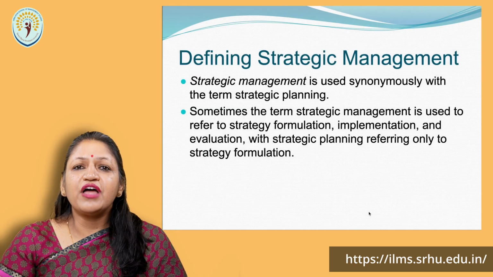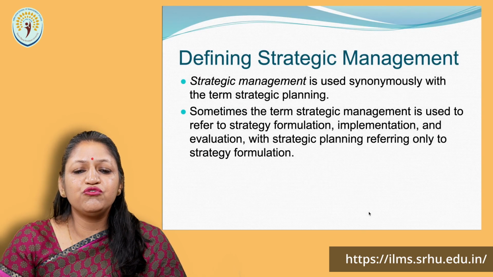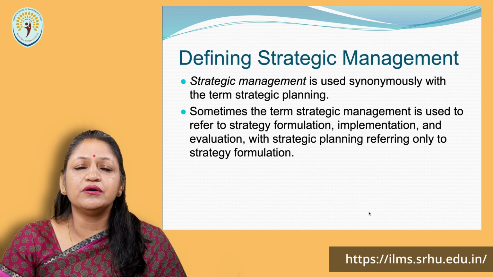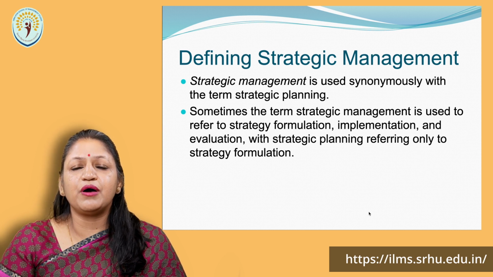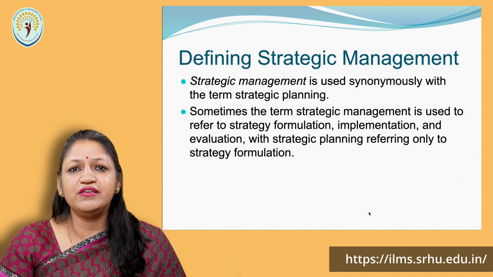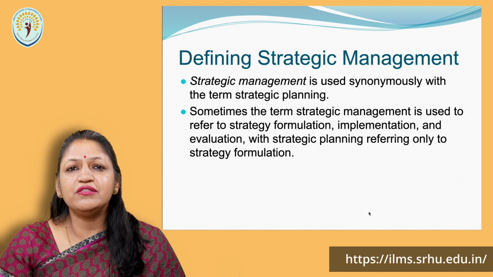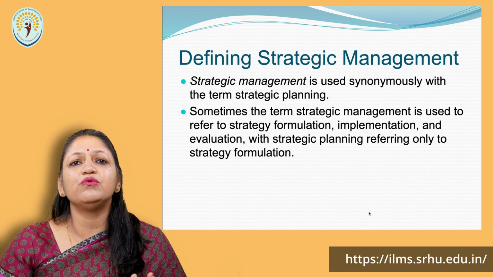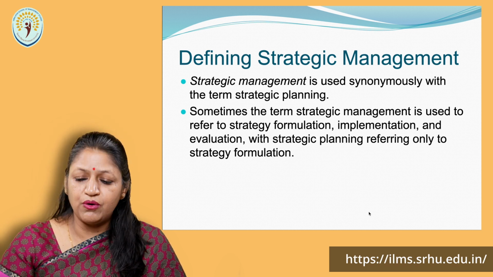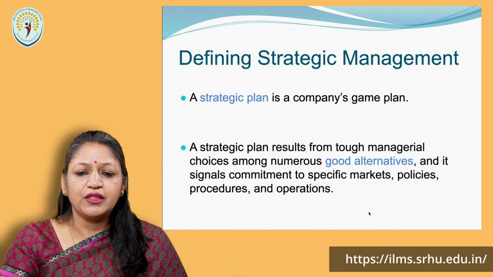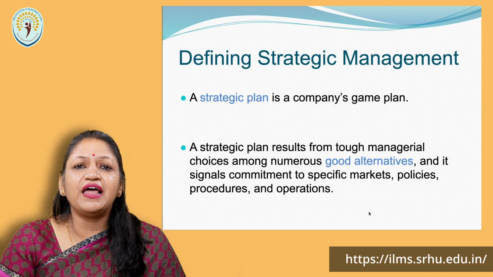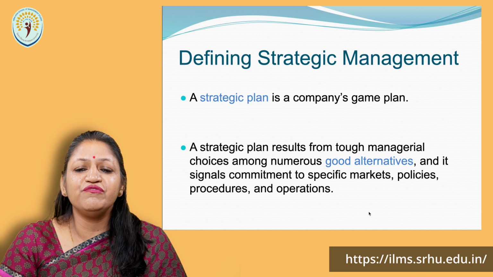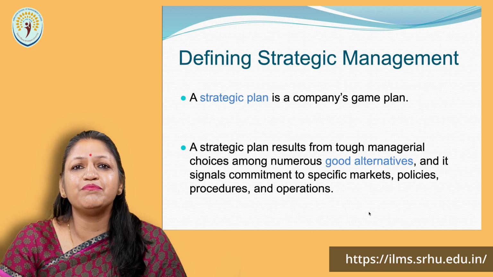So when we talk about strategic management, it is synonymously used with strategic planning. And here we are talking about framing the strategies, deciding about the strategies, how to implement the strategies, and finally, how to see whether we have been able to achieve the objectives or not. So when we talk about a strategic plan of any organization, we say that it is a company's game plan.